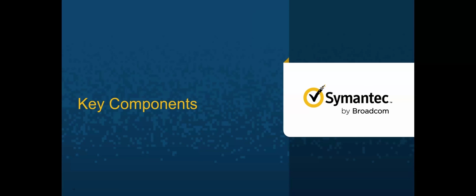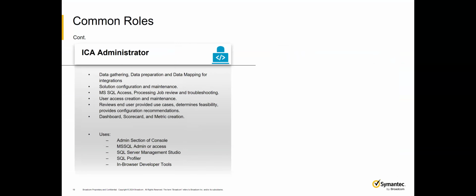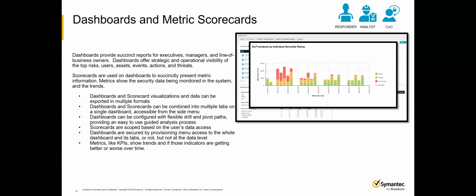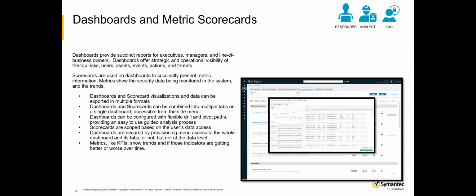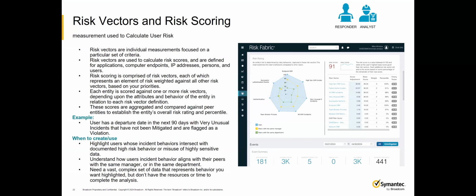So let's carry on with the second half of the session. Thank you. I presume you can see the main slide. Yeah, key components, it says. Okay, yeah. We got up to 22, didn't we? Which was risk vectors. That one.